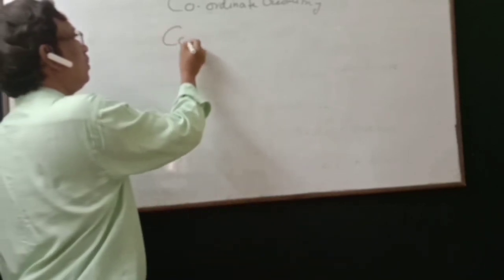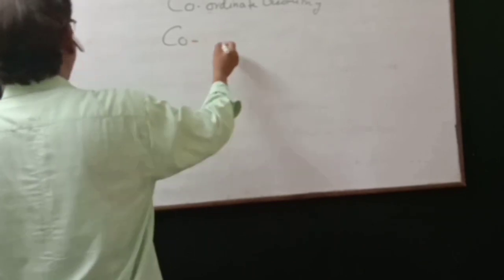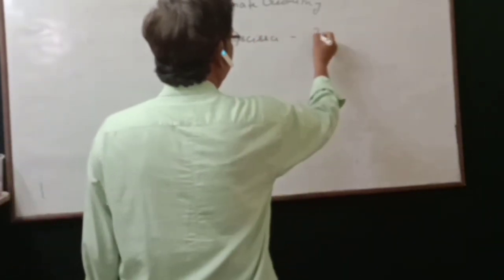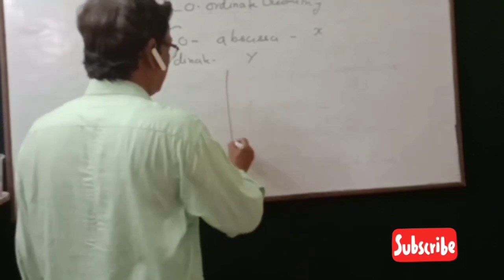Co means abscissa, represented by x. Ordinate is y. So coordinate geometry is first of all represented by the x-axis and y-axis.